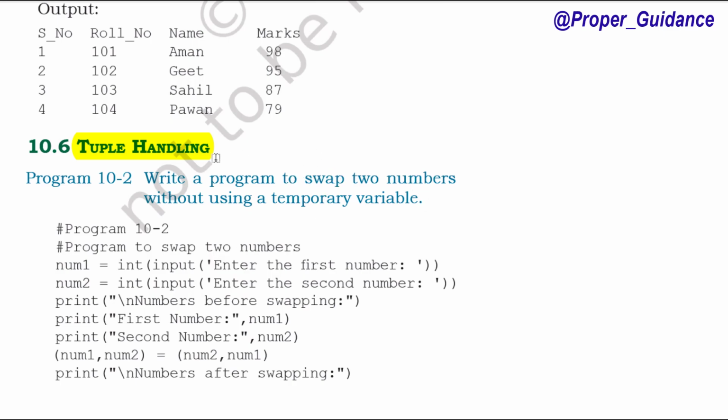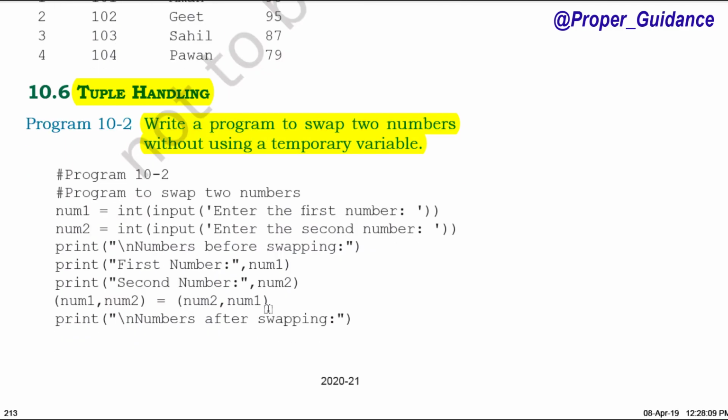Write a program to swap two numbers without using a temporary variable. Here is a program in Python programming language using this concept. See, first of all, num1, this is a variable, int input, enter the first number. Next, num2, int input, enter the second number. Print numbers before swapping, print first number, print second number.